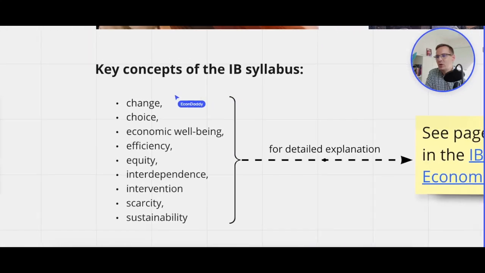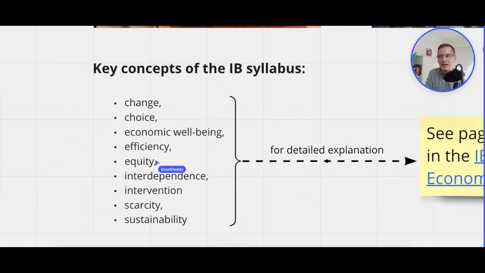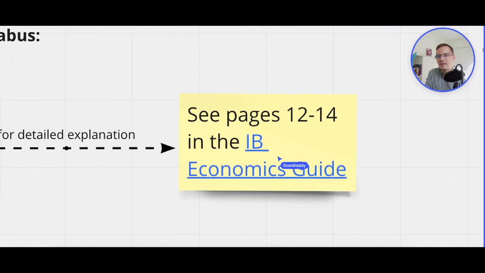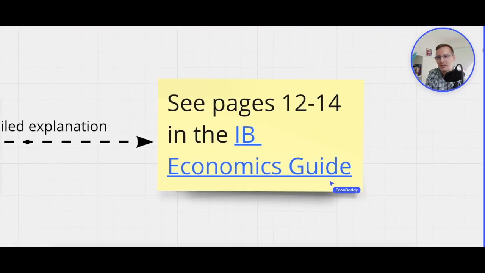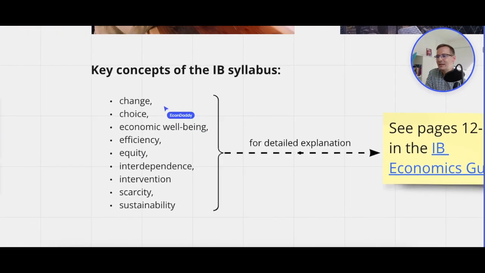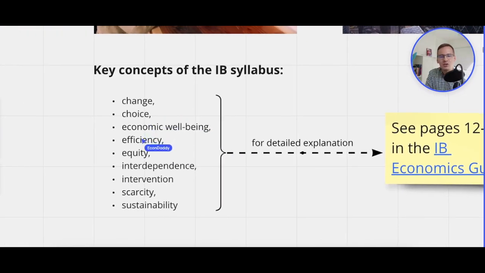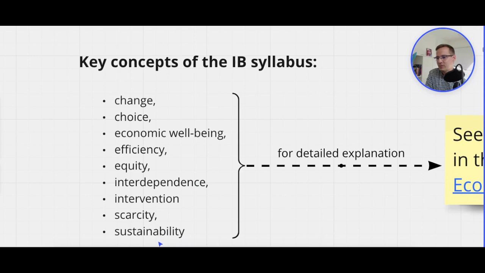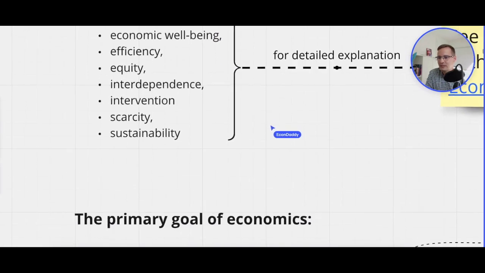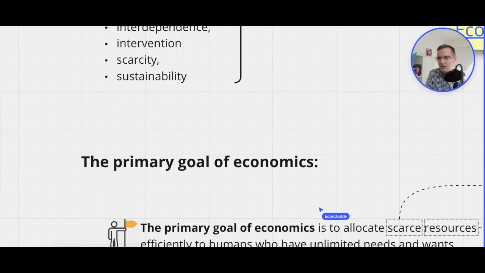The IB wants you to know these key concepts. There are 9 that they identified. My suggestion is to open up your IB Economics Guide on pages 12 to 14 and see what the IB has to say about these. These are extremely helpful. Once you go and write your IAs, you'll have to write 3 IAs. I'm sure you're familiar with these if you're a second year student. So the IB guide gives you quite a good explanation for each of these key concepts that you would then need to use in your IAs.